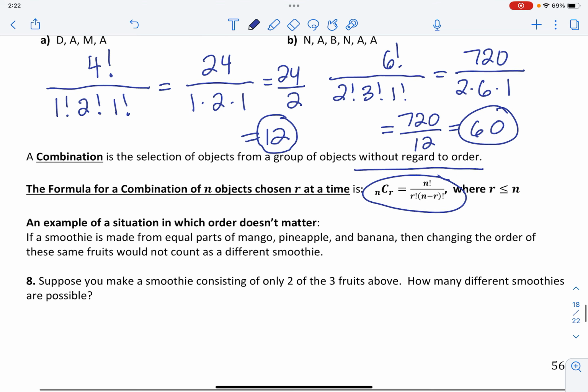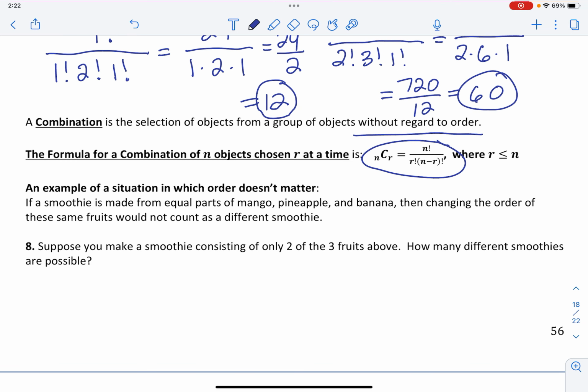All right, so let's try this one out. Suppose you're making a smoothie consisting of just 2 of those fruits. How many different smoothies are possible? Well, we could go mango, pineapple. We could do mango, banana. Or we could do pineapple, banana. If I tried to do like pineapple, mango, I already got it, right? Mango, pineapple, and pineapple, mango, same thing. Order does not matter. And so those are my 3 smoothies.